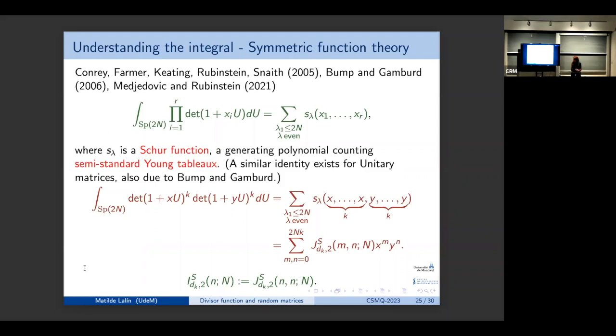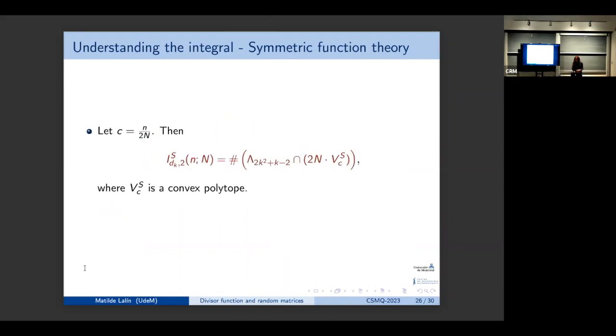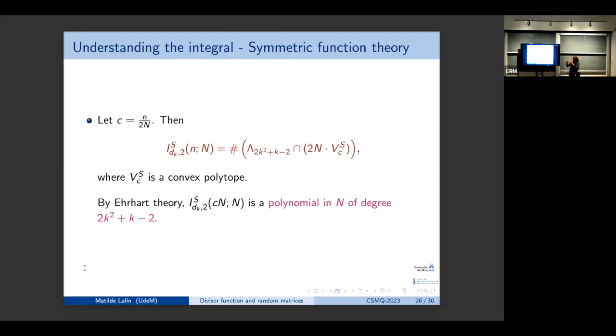Okay, so once we have this description, we can play with this to predict what's the behavior of this integral when capital N goes to infinity. And so one thing that happens is that, if we relate small n with capital N, we can actually see the integral as counting the number of lattice points that lie in some dilation of a polytope. So using this Schur function, we can describe the points of interest as inside some polytope, and then this capital N will change the size of the polytope, and we're just counting the number of lattice points, and that will give us the value of the integral. And so by Ehrhart theory, this gives a polynomial in N of certain degree. And this is the piecewise polynomial function that I mentioned before. For the symplectic case, it has degree 2k squared plus k minus 2.